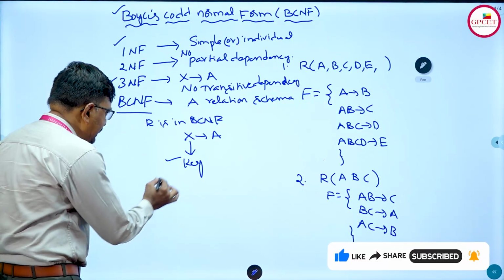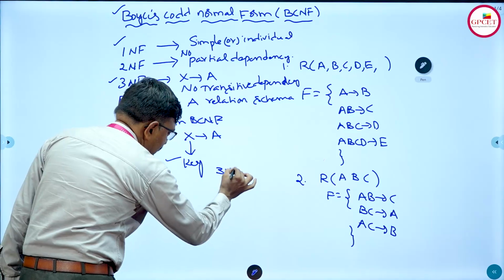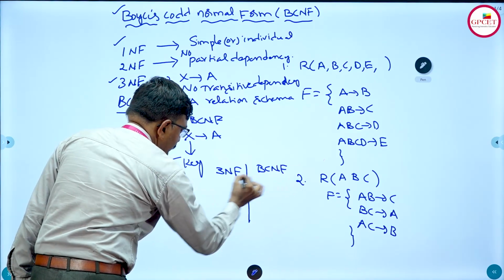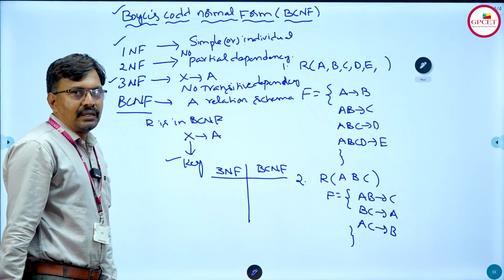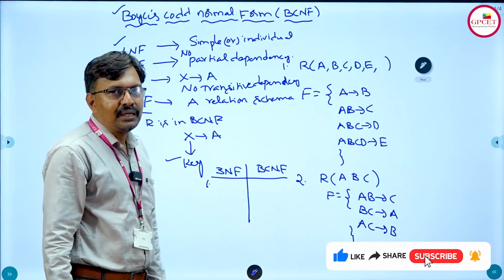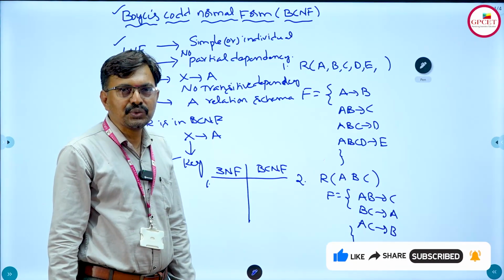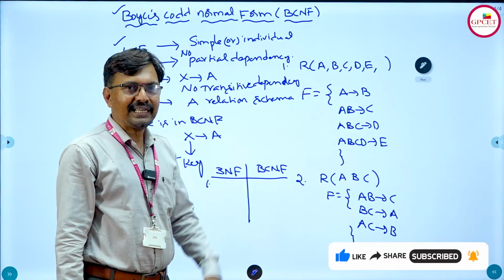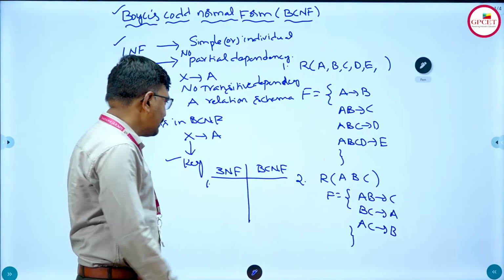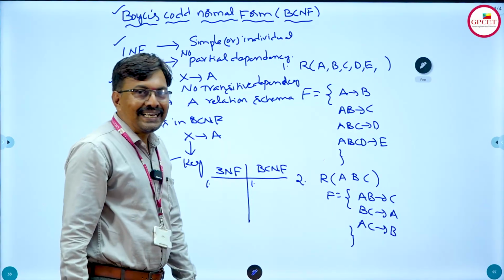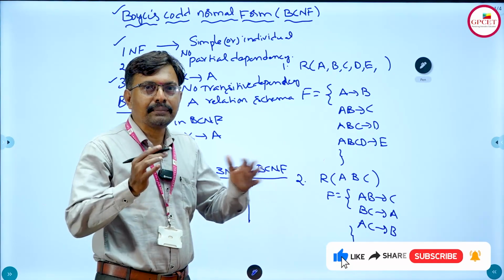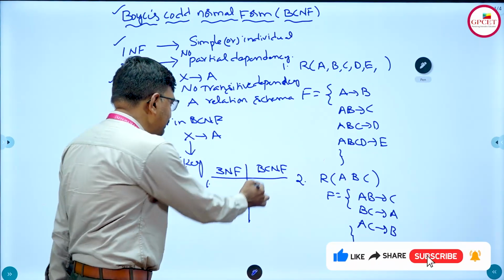What is the difference between 3NF and BCNF? First, the definition. A relation schema R is in third normal form if, whenever X tends to A holds, either X is a key or A should be a prime attribute. Whereas in Boyce-Codd normal form, a relation schema R is in BCNF if, whenever X tends to A holds, X is compulsorily a key. That is BCNF.